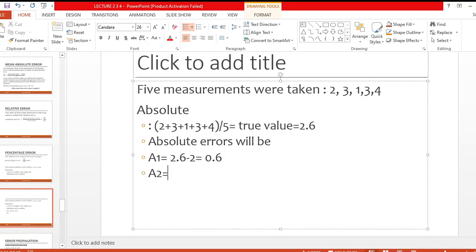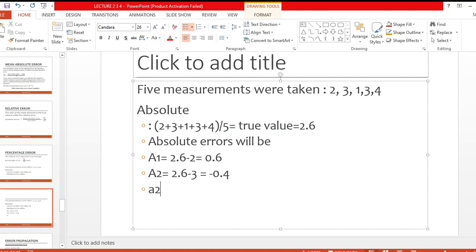For measurement number 2, the absolute error will be the same true value, which is 2.6, minus now 3, and what we are getting here will be negative 0.4. So 2.6 minus 3, you'll be getting negative 0.4 as an absolute error.